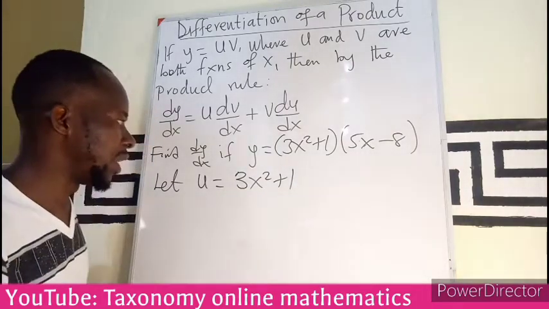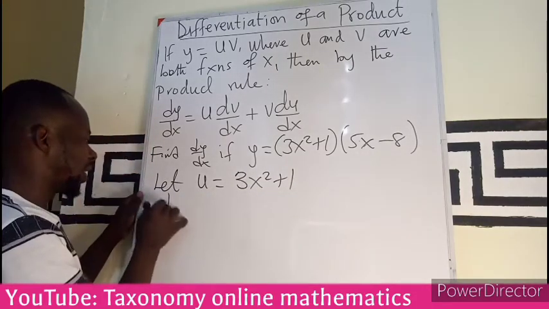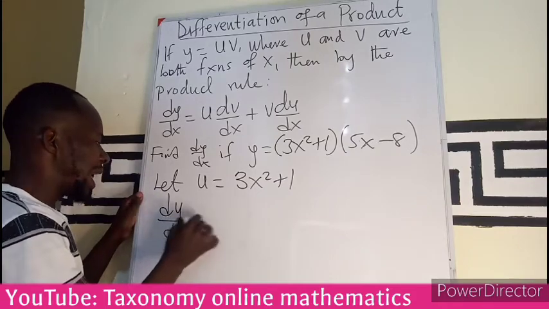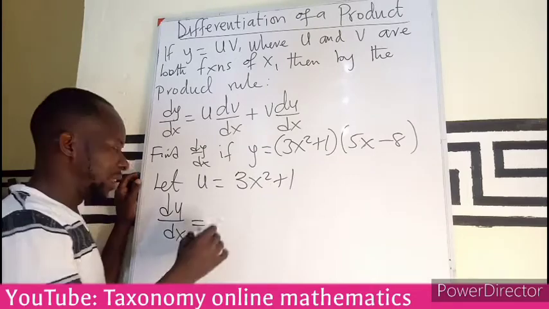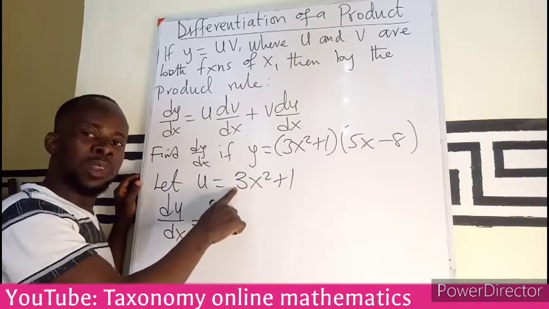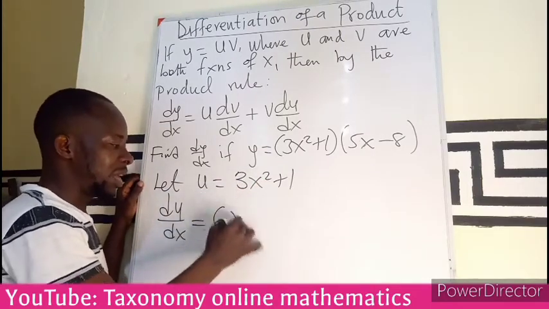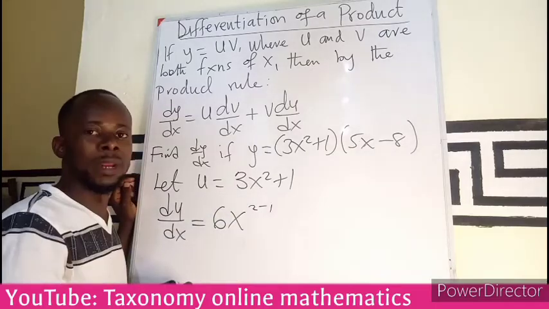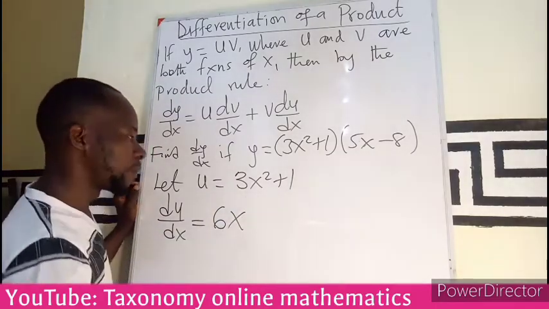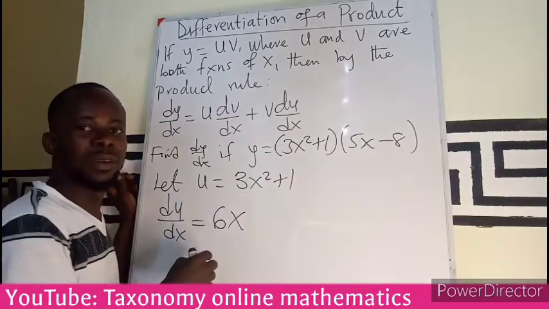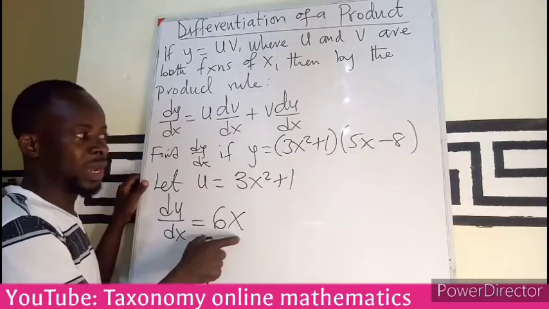So if this is the u function, then it means that du/dx, that is differentiating this with respect to x, is just going to be this multiplying this to give us 6x, and 2 minus 1 will give us what? 1. If we differentiate a constant, you get 0. So this is what we get.